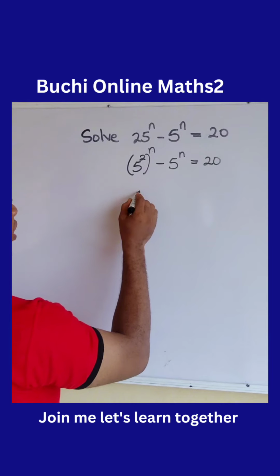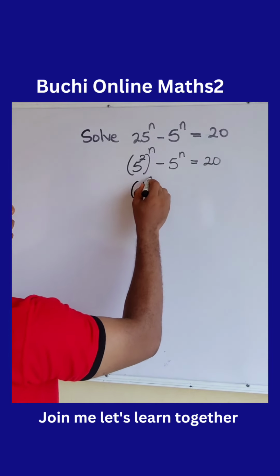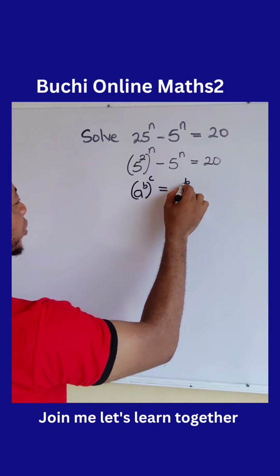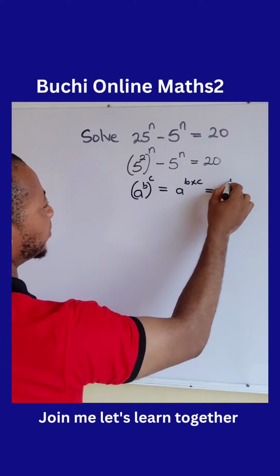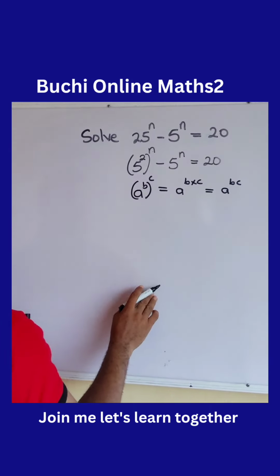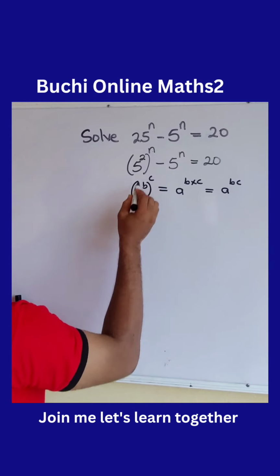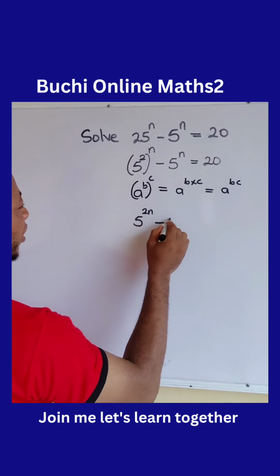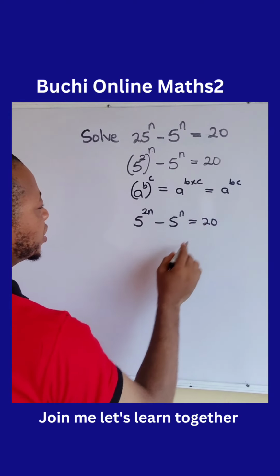For instance, if we have a raised to power b in brackets raised to power c, this is the same as a raised to power b multiplied by c, which will give us a raised to power bc. So this can be written as 5 raised to power 2 multiplied by n, which will give us 2n, minus 5 raised to power n equals 20.